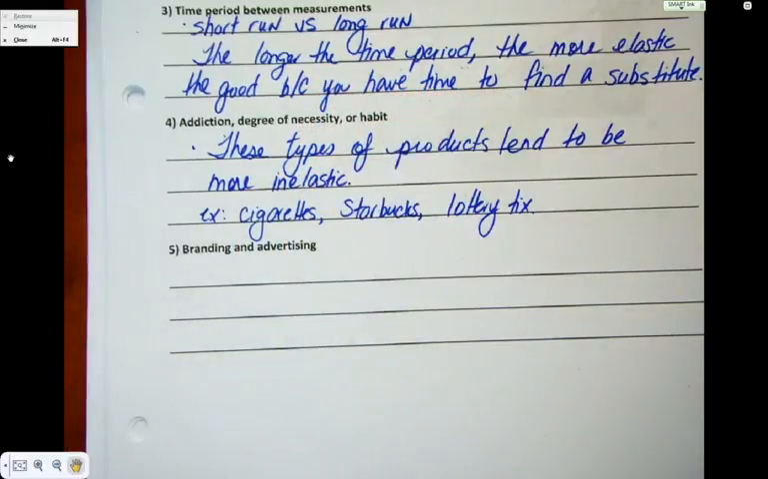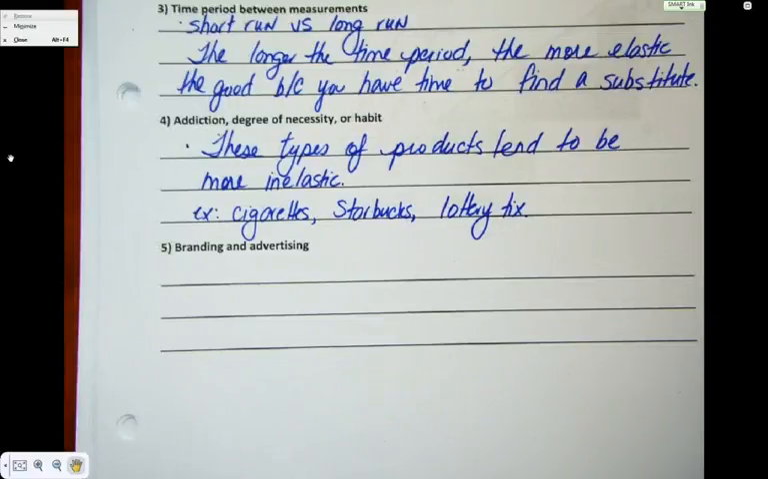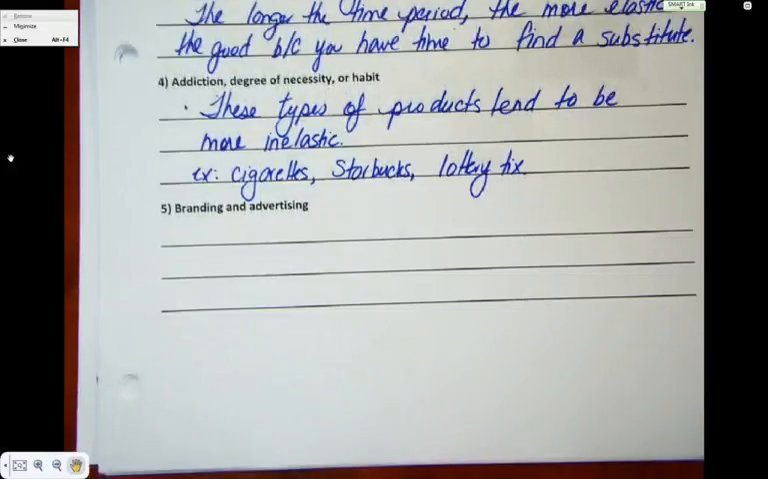Teenagers, I would say probably your cell phone is like the most inelastic thing that you have. If you had to save one possession if your house was on fire, mine would be my laptop, yep. Because anything on the phone I can get back on the laptop, but like besides my pets and people. Branding and advertising. So how does that affect elasticity?